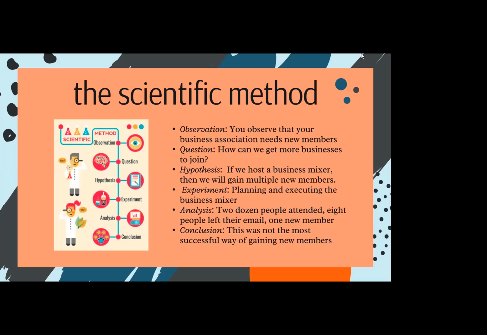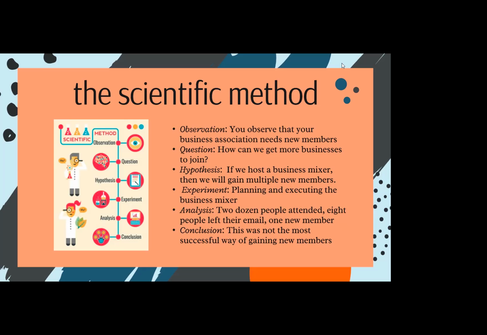The third step is a hypothesis. And if you remember, a hypothesis is an if-then statement. So if so-and-so happens, then conclusion. So the hypothesis for the event is, if we host a business mixer, then we will gain multiple new members. Hypotheses are educated guesses. They're ideas that then can be tested and measured, and then you'll draw conclusions from them.